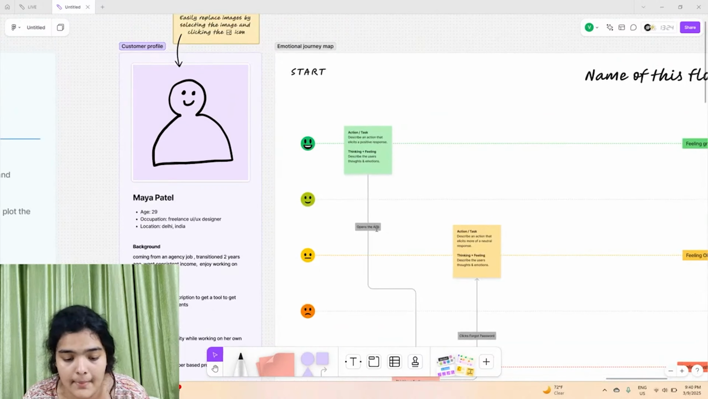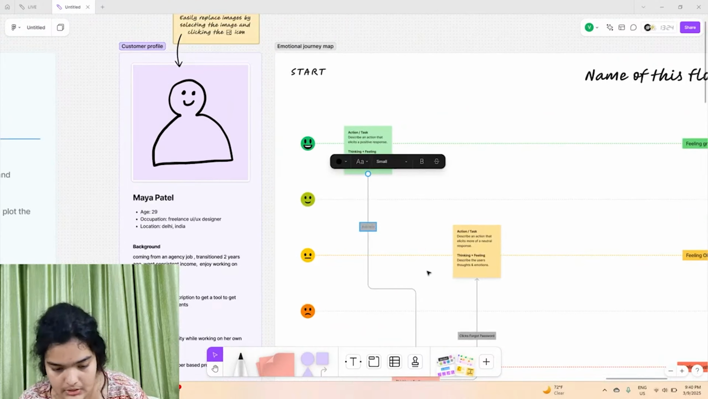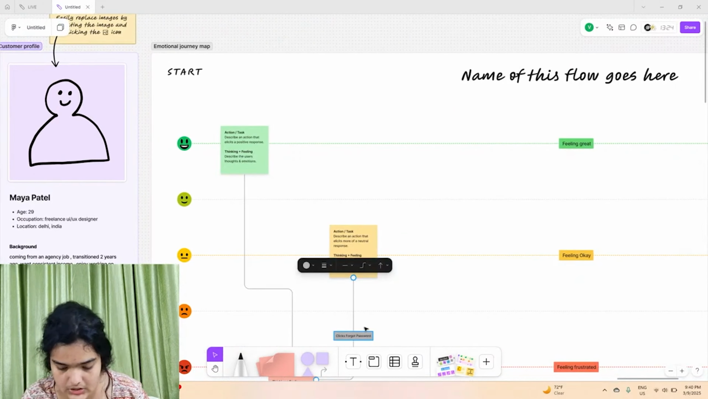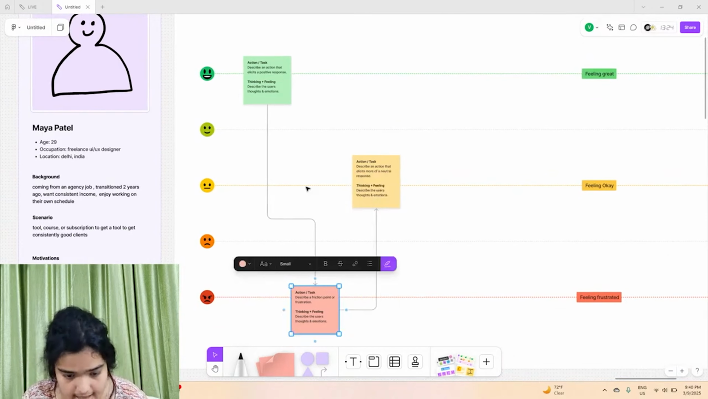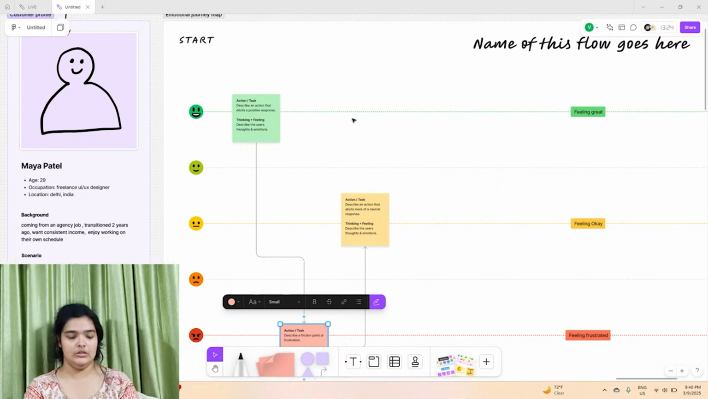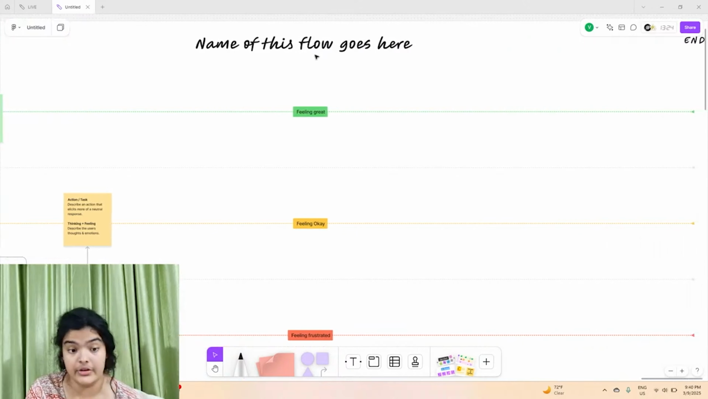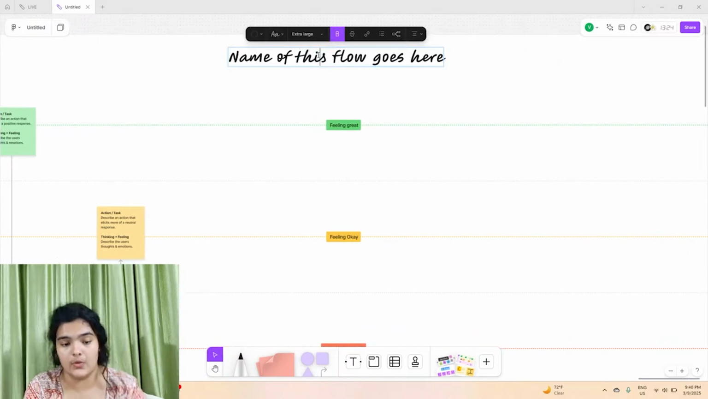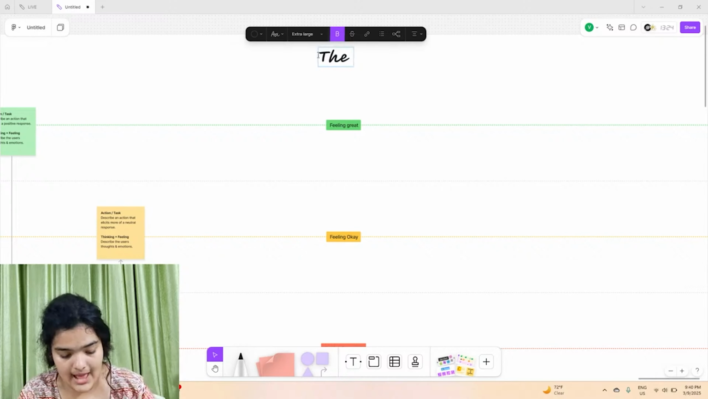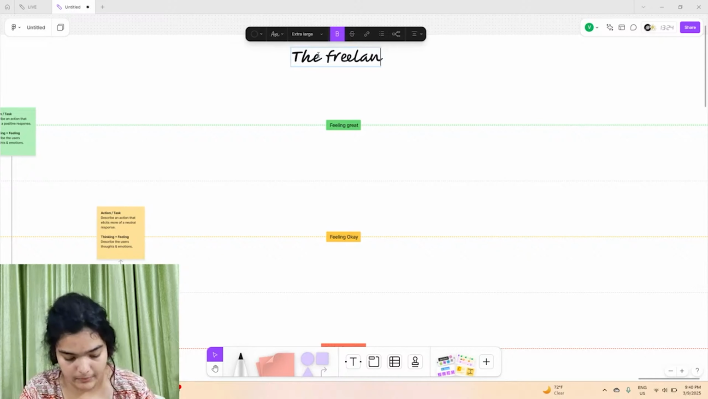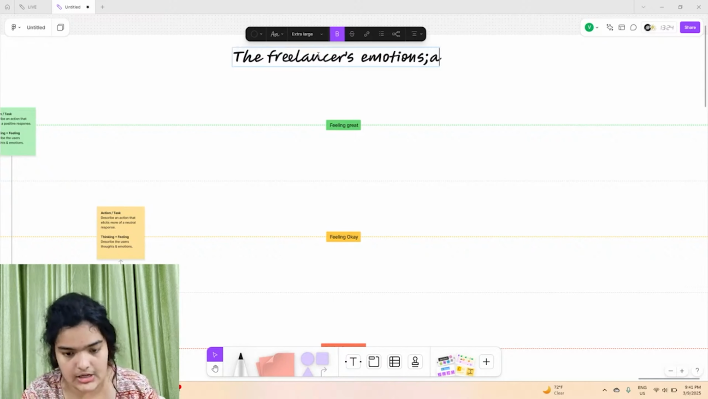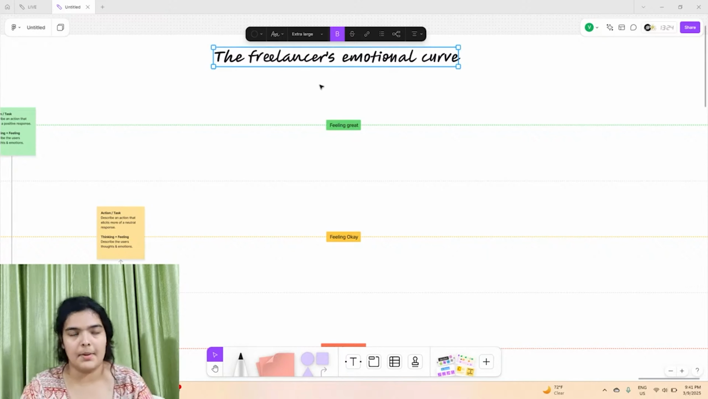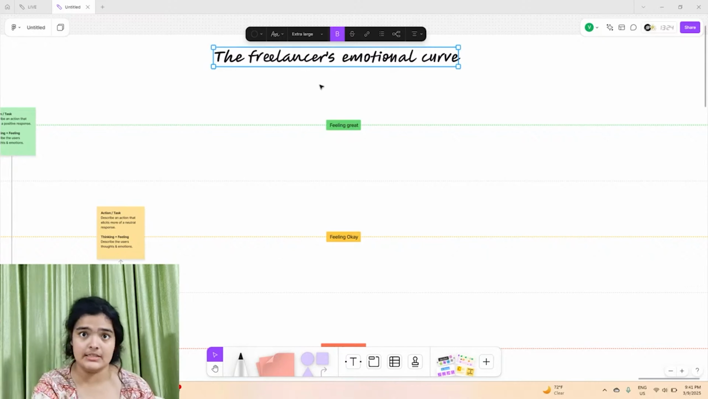And now we're going to talk about, hold up, you know what, you can just get rid of the gray boxes if you want to, because this is just going to be really, really simple without them as well. Let's now talk about what this flow is. So the name of this flow goes over here, and this flow is going to be called the freelancer's emotional curve, because of course we're going to talk about that.